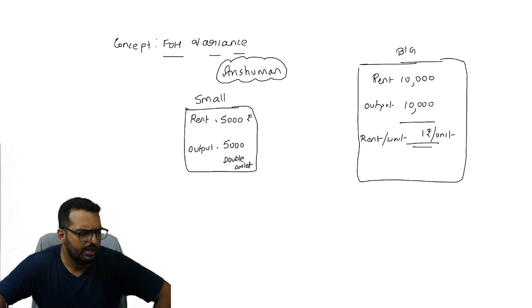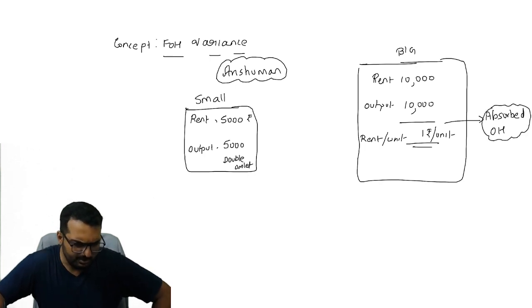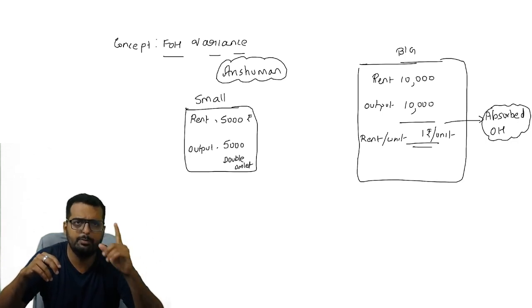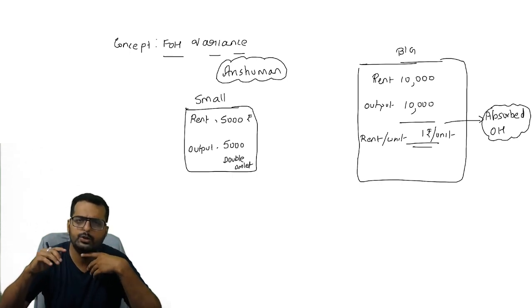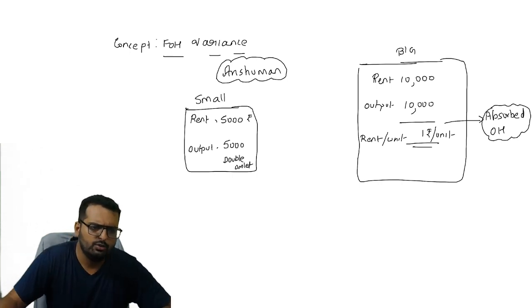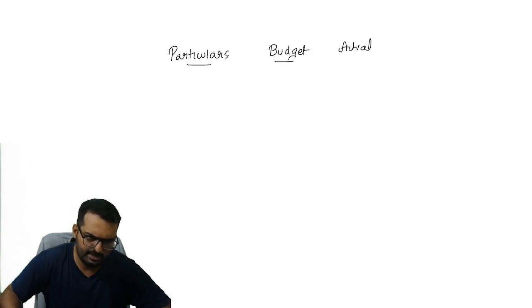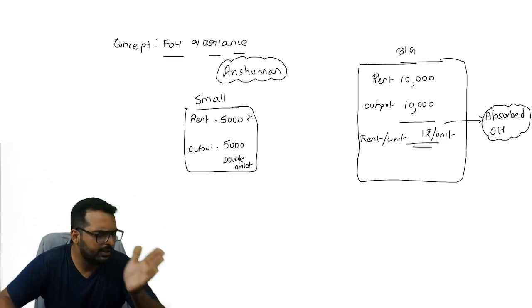1 rupee per unit. This 1 rupee per unit is what you call absorbed overheads. The logic is if I'm paying a rent of 10,000, I am making 10,000 double omelettes. That would mean for every one double omelette I make, I am paying a rent of how much? 1 rupee per unit. Everybody clear so far? Fine. So once we put up this table, I'll just draw a table over here now. Particulars, budget, actual.